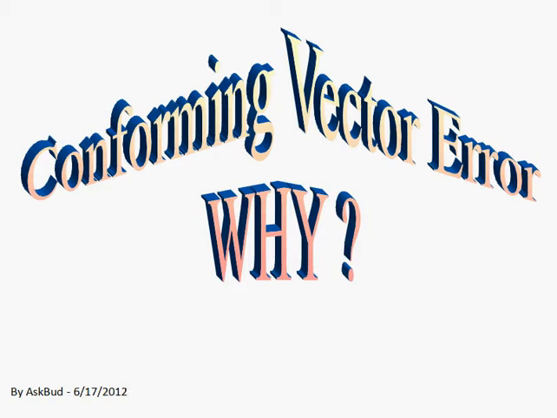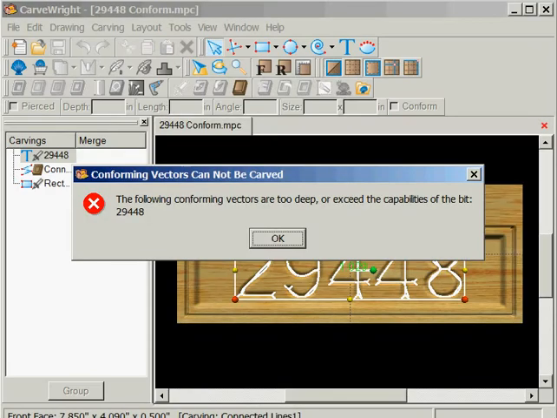For the past couple days, Dale has been wondering why he is getting this error. So let's go to his MPC and we can see the error message. The following conforming vectors are too deep or exceed the capabilities of the bit. And it gives the text involved, which in this case is a number, 29448.